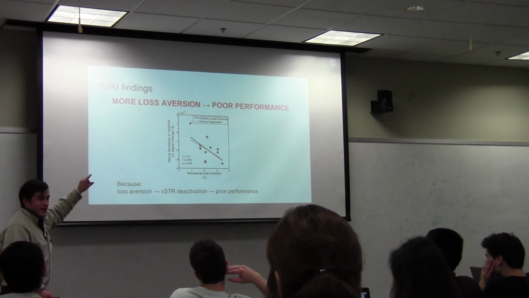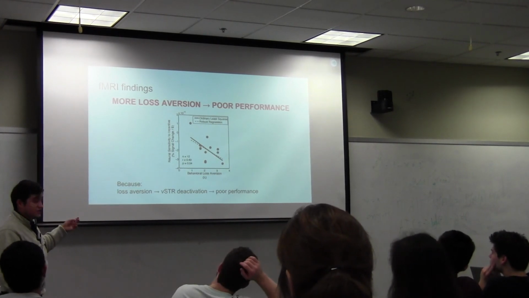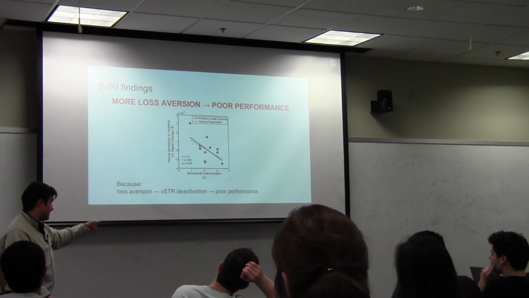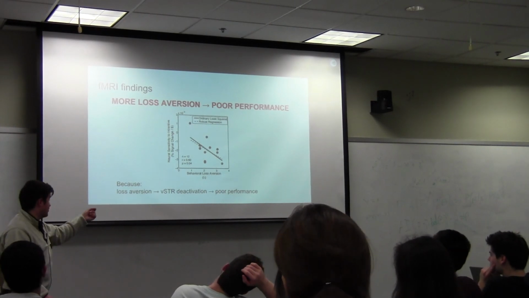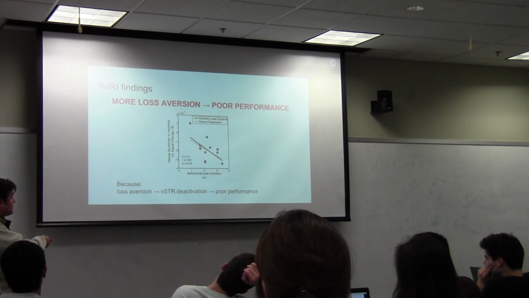And they found this out. This is like the third graph of a series of 3 that he showed in his slides. Basically, they tied loss aversion to deactivation of the VSTR and then combined those graphs to get that loss aversion shows poor performance. But this is the most important one. That's the conclusion of it.